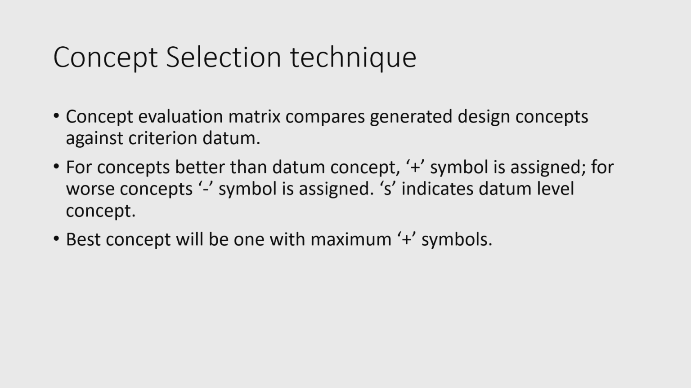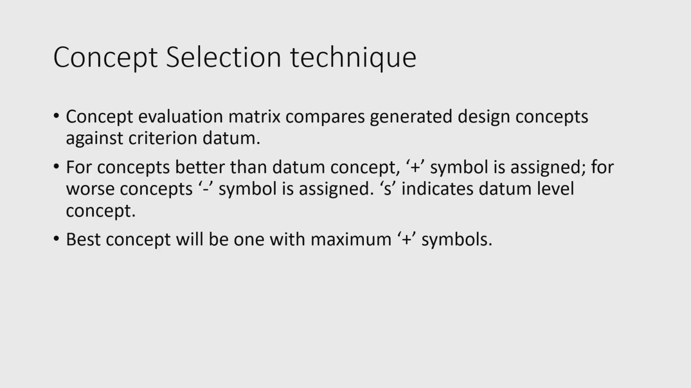So, we make a concept evaluation matrix. It compares generated design concepts against a criteria datum. Suppose I have some concept and compared to the datum it is better; we give a plus symbol in that attribute, and if it is worse then we give minus, and if it is the same then we indicate S. The best concept will be the one with the maximum plus symbols. Instead of plus, minus and S, we can also use 1, minus 1 and 0, many types of things.